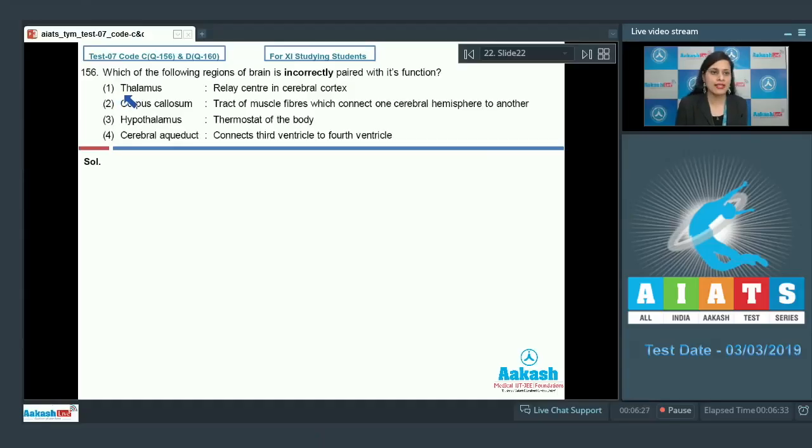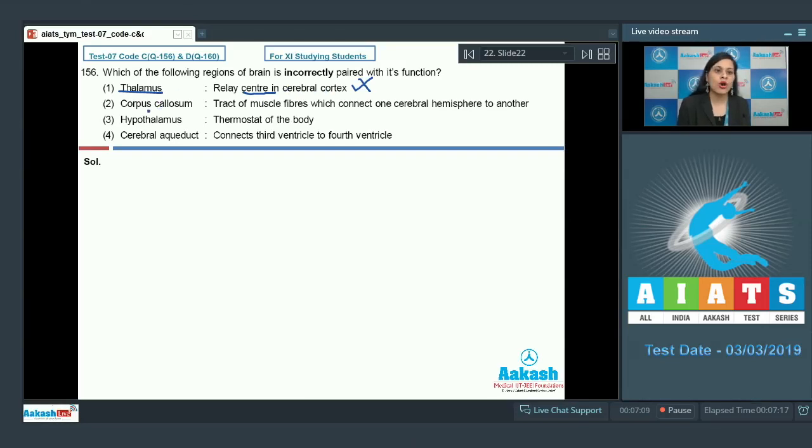Question number 156. Which of the following regions of brain is incorrectly paired with its function? The very first match given is thalamus, and the match is relay center in cerebral cortex. And as it is a correct match, so this cannot be a correct answer to our question, because thalamus is a major coordinating center for sensory and motor signaling, so it is considered as relay center in cerebral cortex.